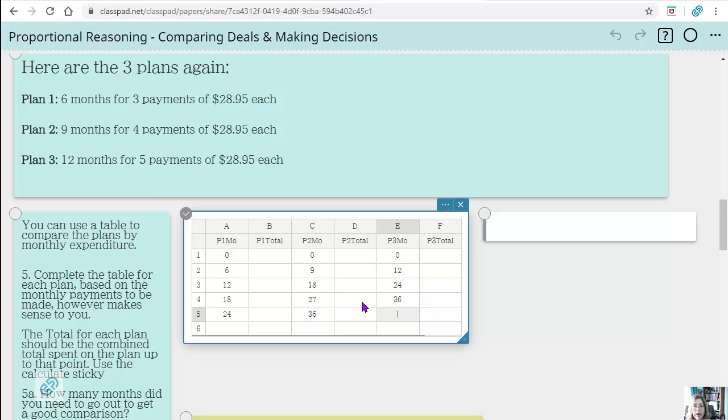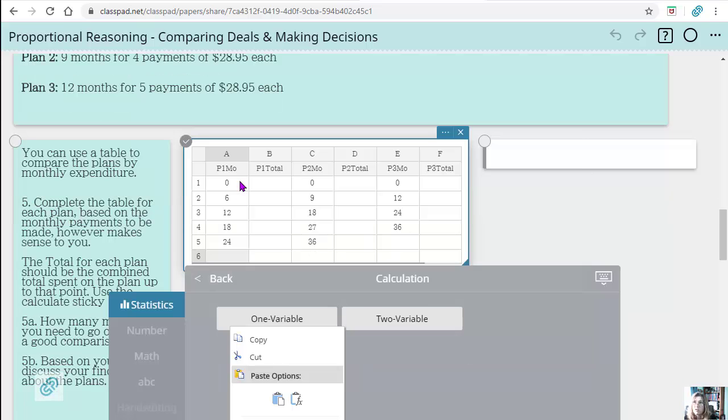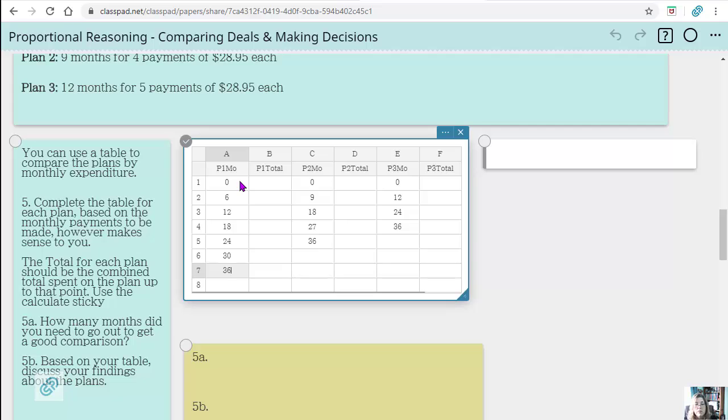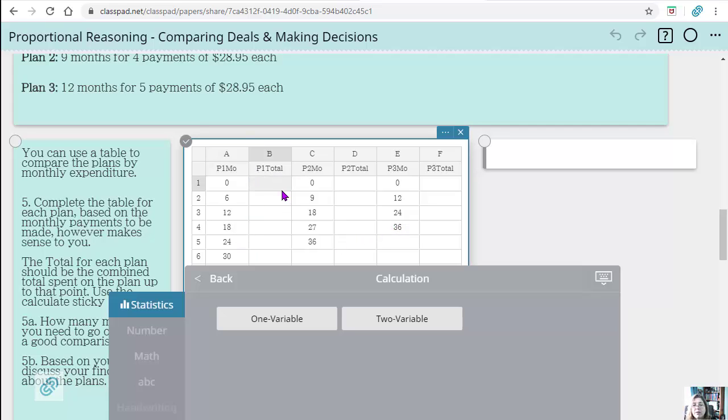Well, now it looks like I have a plan. I can compare these 2 plans because they both have 36. Is there a way for me now to go back? So these are the kind of things we want them figuring out when they're doing their table. So I could actually make plan 1 go all the way out to 36 as well. So now I have a long-term 3-year comparison, which would be nice. So then how do they get these totals in here?